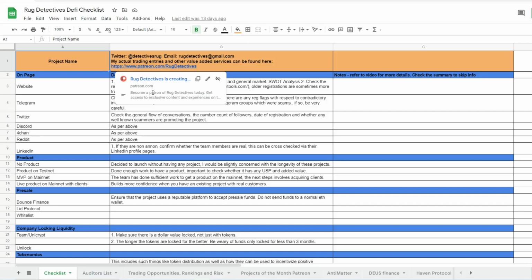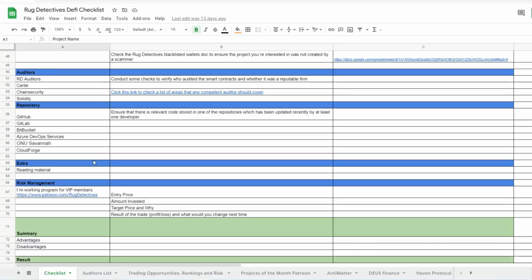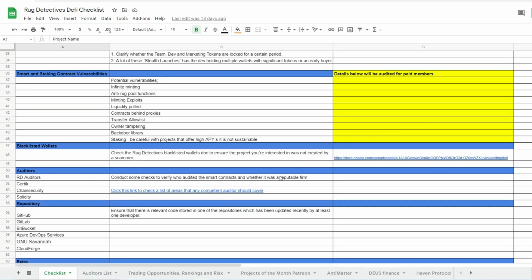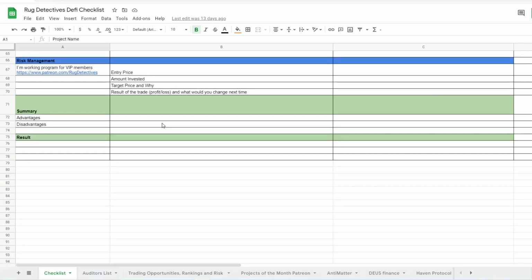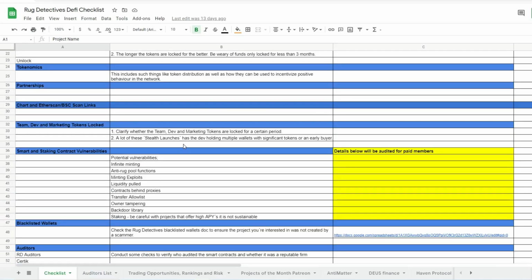In the description, you'll be able to find the Rug Detectives DeFi checklist. It's a free checklist. Just download it and you'll have access to all of this information on on-page analysis, product, pre-sale. You go through all of these sections and then you should be able to fill it out for any project you're interested in. Fill in the details, and at the end you can come up with a summary of the advantages and disadvantages of the project, and a result. The result could be in points. This helps you identify whether you're really interested in this specific project after going through this, so there's some form of accountability.